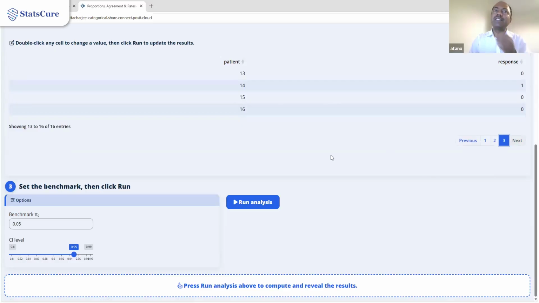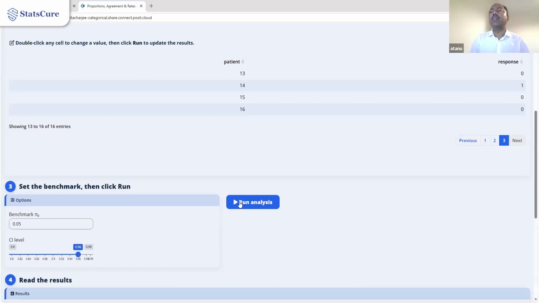Now if you click on run analysis, you can define your benchmark, whichever way you want. You can have 0.01, 0.05, or 0.1, depending on what benchmark or p-value you want to retain. Similarly, you can change your confidence interval. We are going to use the conventional 95% confidence interval, and then run the analysis.